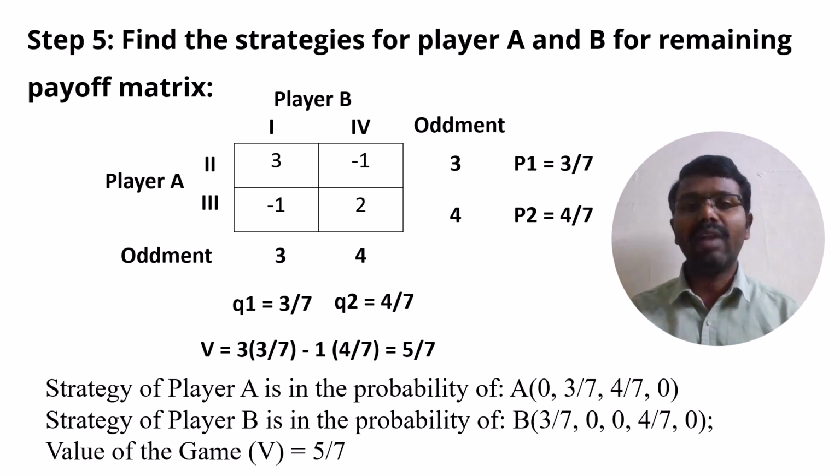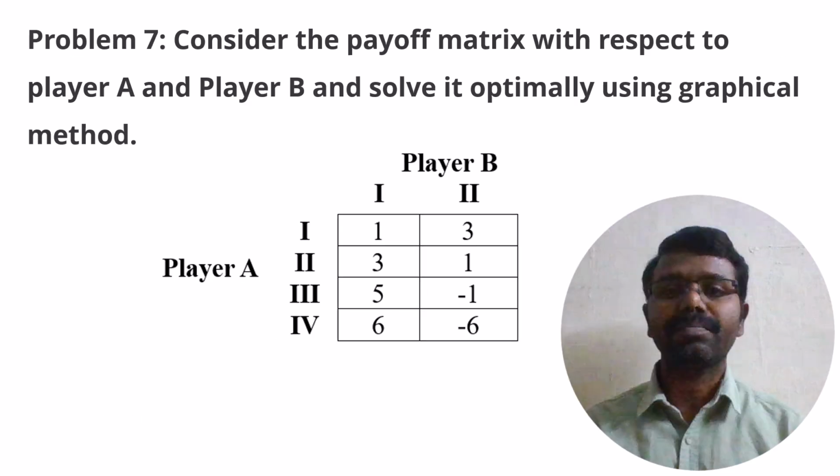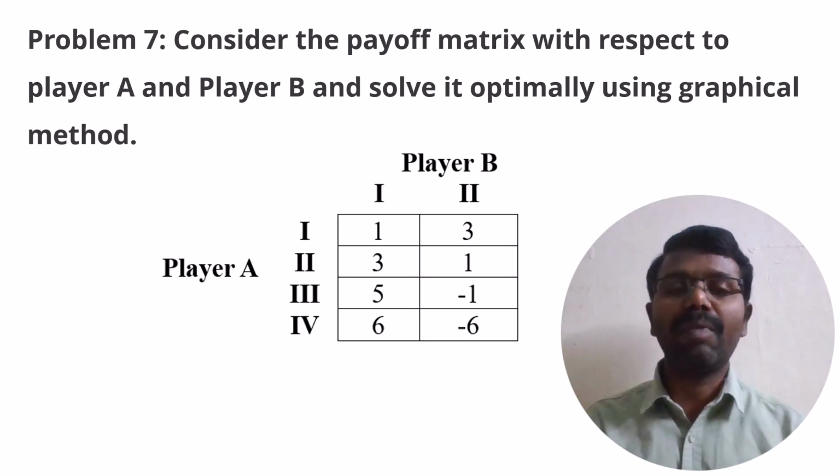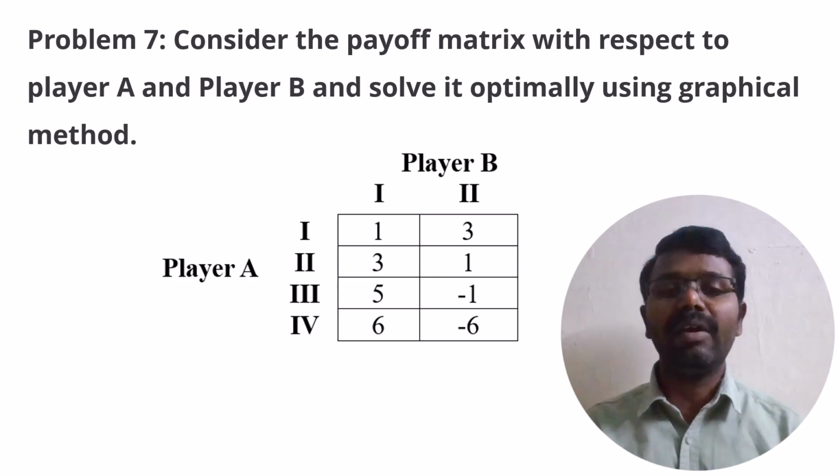So that is how we will apply the graphical method to solve any problem. Whenever we can't reduce the rows and columns by the dominance property, we will apply the graphical method and we will get the 2 by 2 matrix. And now let us see one more problem similar to this, and then we will close this class. The seventh problem: consider the payoff matrix with respect to player A and player B and solve it optimally using the graphical method.